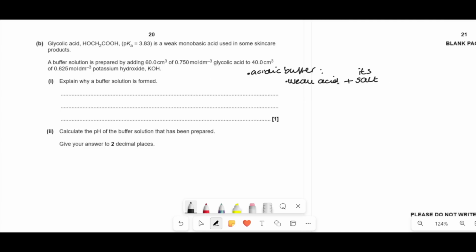A basic buffer is the same thing. Any weak base, which would be ammonia, mixed with its salt, ammonium chloride. If you have those two things, you have a buffer. So then you need to think of ways of making this. So you have a think and tell me.